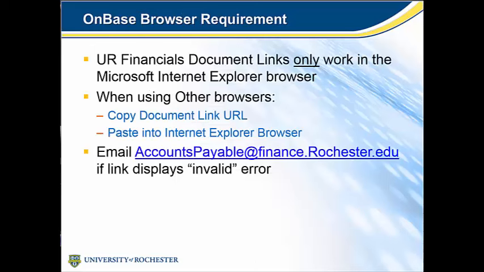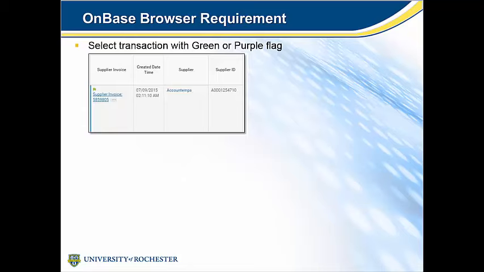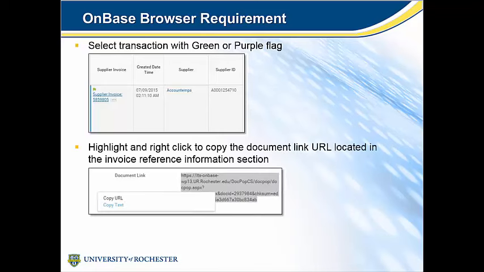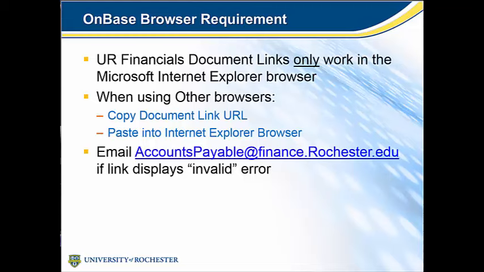When you are viewing supplier invoices, UR Financials document links will only work in the Microsoft Internet Explorer browser. However, you are still able to run your reports in other browsers and then copy and paste the URL into Internet Explorer. You can do this by selecting a specific transaction that has a green or purple flag, which will open the supplier invoice screen. On this screen, you can highlight and right-click to copy the document URL located in the Invoice Reference Information section. Now, open Internet Explorer and paste this URL into the address bar for viewing. In case the link displays an invalid error, you can contact the Accounts Payable email box.